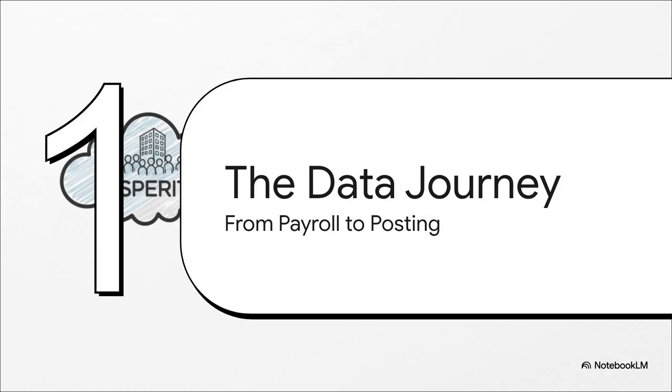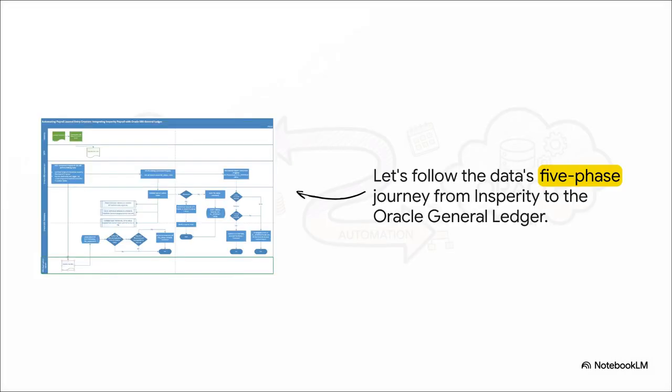All right, so let's get into the nitty-gritty. To really trust an automated solution, you kind of need to understand how it actually works, right? So let's pull back the curtain and walk through the whole journey. This really elegant 5-phase trip that the data takes to get from payroll all the way to a posted journal. Okay, here's the 30,000-foot view, the whole map of the data's journey. You can see it starts up there in Insperity, moves through a secure transfer, and then gets processed inside the Oracle ecosystem until, bam, it becomes a final posted journal entry. Now, let's break this down piece by piece.